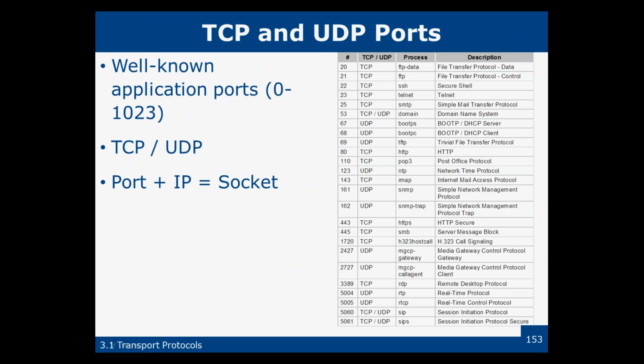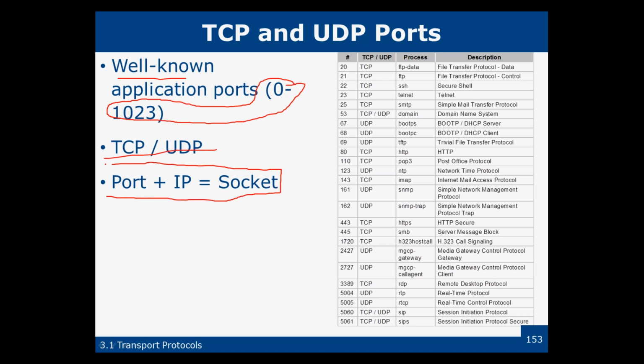The well-known ports, and I think this is in the book, well-known application ports, are port numbers 0 through 1023, and the transport layer has port numbers. TCP and UDP are separate. And if we combine the port number plus the IP address, we get a connection, the socket, and the socket's where the connection is.